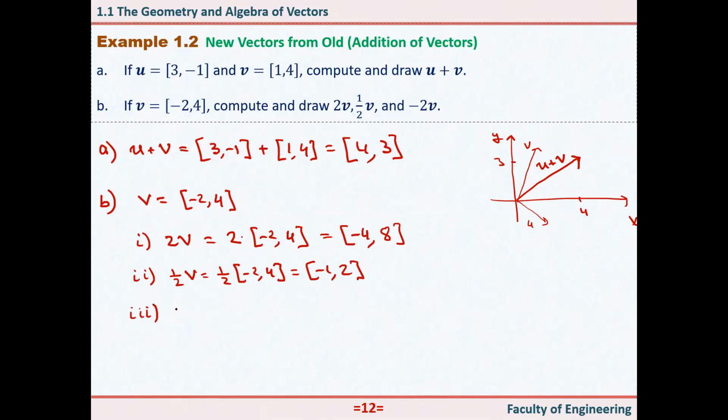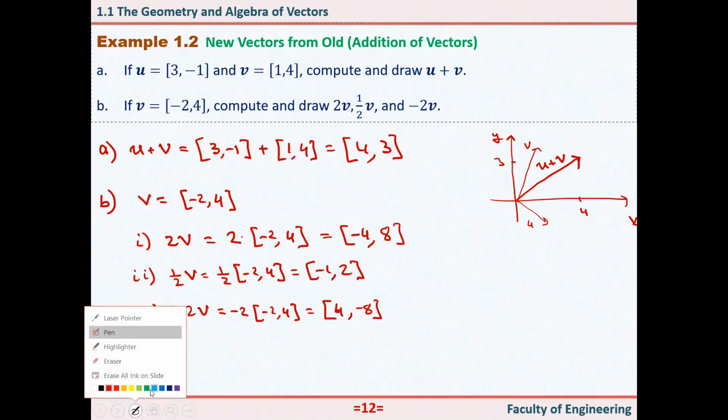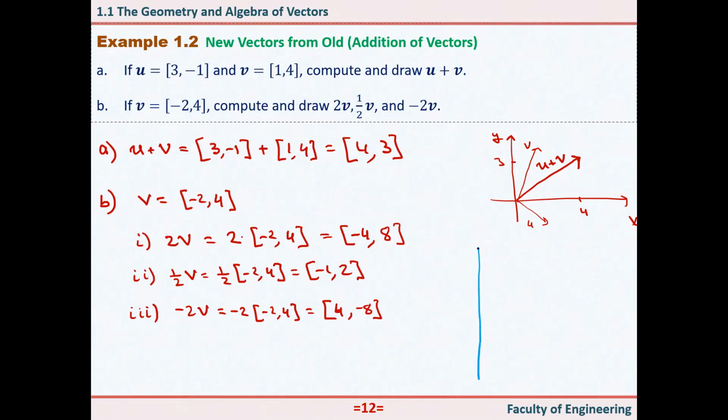Number 3, -2v. Since we are multiplying by a negative number, as you know, it also changes the direction, right? The opposite side. So here we have -2 times (-2, 4), which is equal to (4, -8). So it says compute. We have already computed. Here in the second part, it says draw. How do you draw this? Let's use green here. Oh, it's blue.